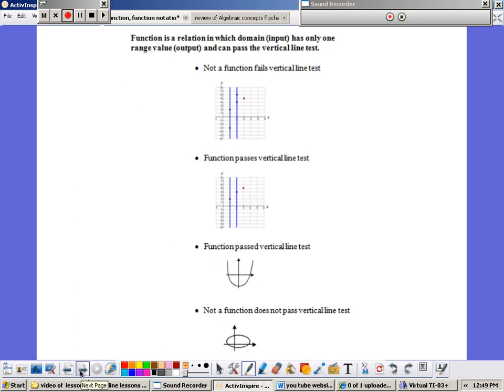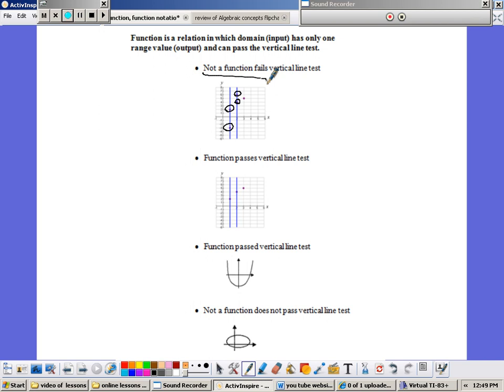Okay, now a function is a relation in which the domain, the input, has only one range value, the output, which means it can pass the vertical line test. So if we have a graph and we want to see if it's a function or not, you pass a vertical line down any part of the graph. If I pass a vertical line down and it touches more than once, which this does, here and here, it is not a function because it fails the vertical line test, meaning that the domain repeats.